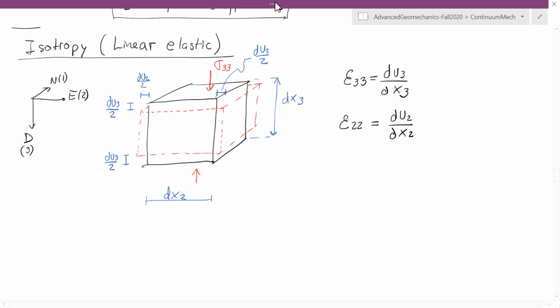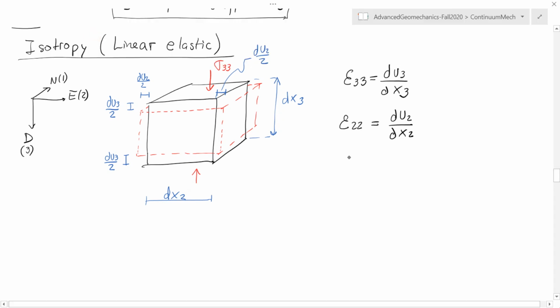And epsilon 11 is, I'm not drawing that in the schematic, but it's going to be similar to what we had over here for the deformation in direction 2.